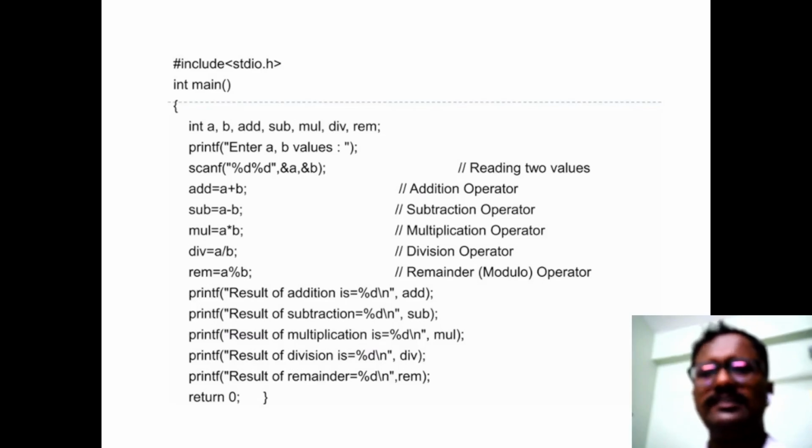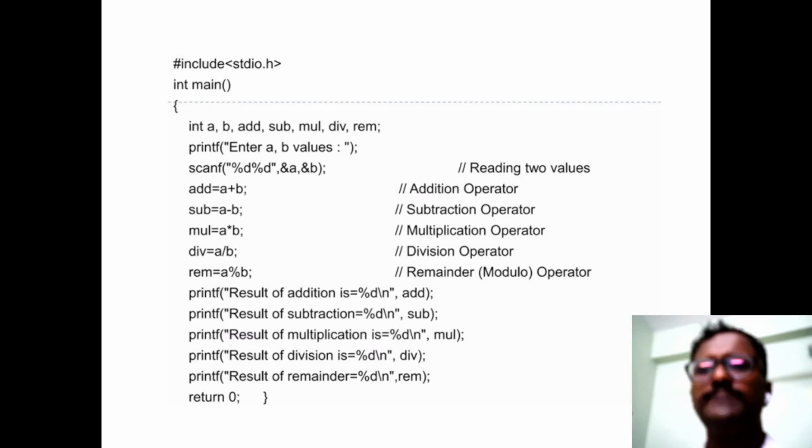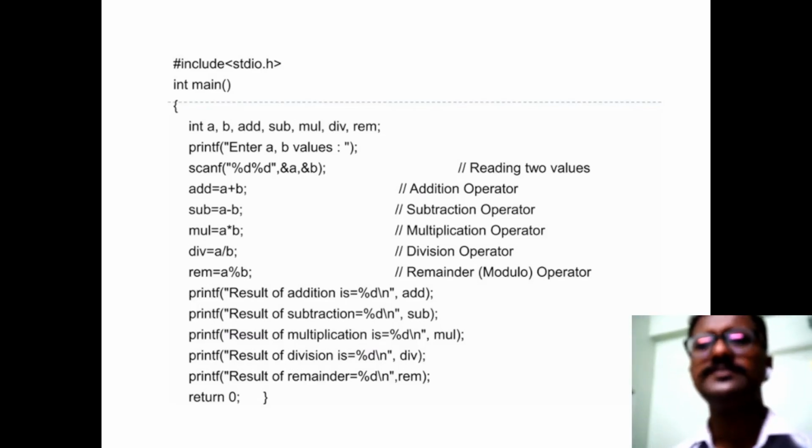And then next, prompt the user for input. What is the prompt here? A printf statement. What are we going to do with the printf statement? Print "Enter a, b value". This prints the message on the screen asking the user to enter the values for a and b. We have to provide the values for the variables you declared.